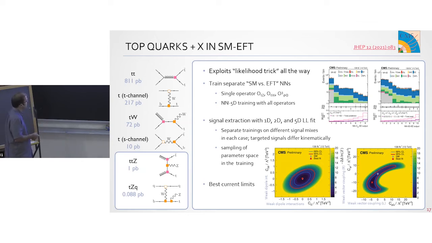In each case, let's look at the 2-dimensional limit. They perform a training of the standard model hypothesis, simulated here at the center, versus a signal that's sampled from the whole parameter space. There's a coarse grid of signal points selected here. Each one will have different kinematic features, and you would think that the neural network can, or should be able to, separate all of them. Now, this analysis currently has the best limits on these operators.